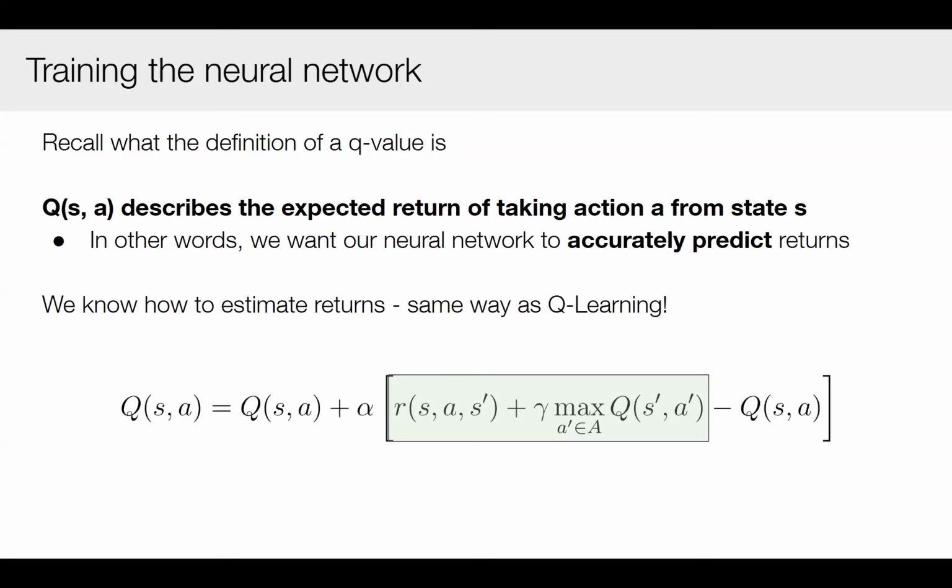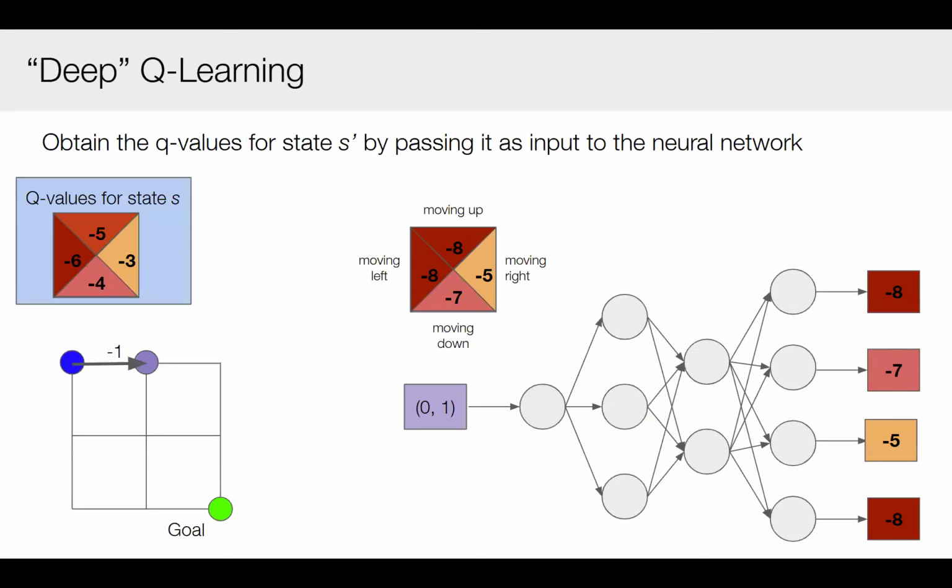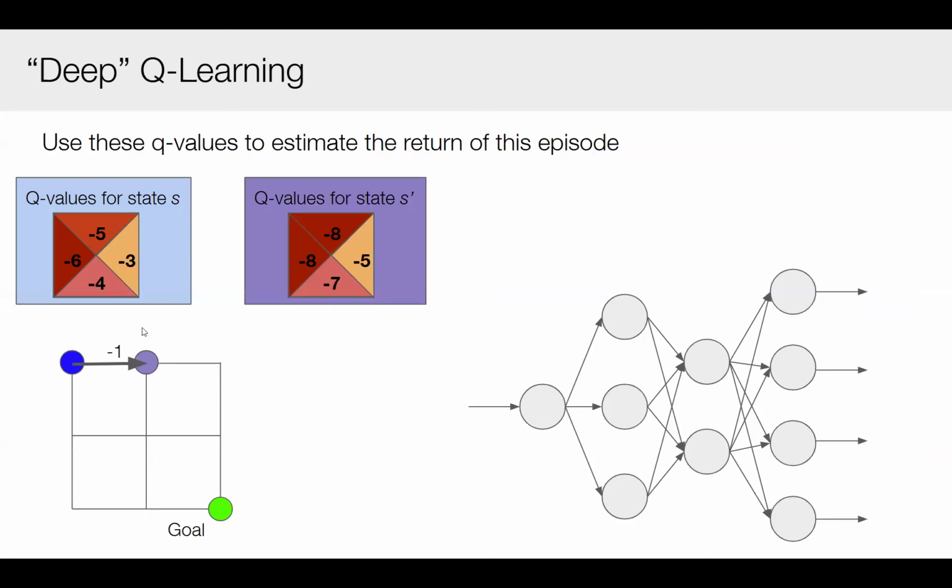Cool. It just so happens that we know how to estimate these returns. For any given state and action, we can estimate the return the same exact way as Q learning does, using the relation that we defined a few slides ago. If we use this directly, first we can find Q of S prime A prime by passing this purple state S prime through the neural network. Let's say these are the Q values we get, completely random. This is what the neural network knows as of now, what the Q values should be. Now we can use these Q values to estimate the return of this episode.